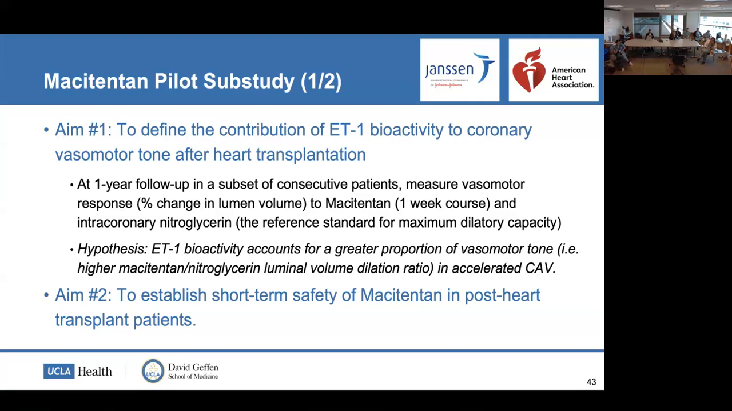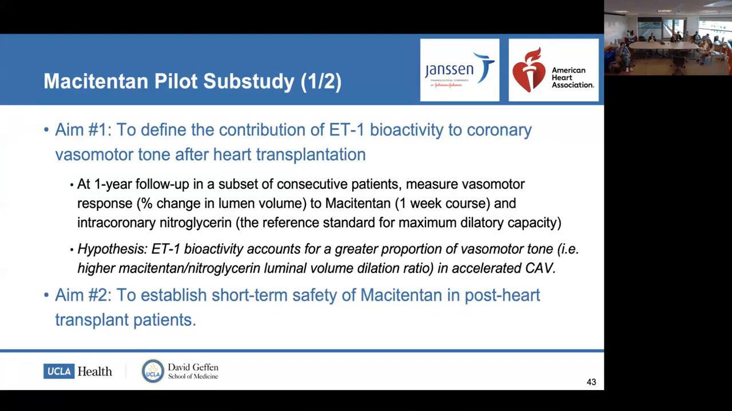And at 1 year, we measured their vasomotor response. We did the same thing they did in the cath lab. We measured their lumen volume at baseline, which is on macitentan, and then gave them intracoronary nitroglycerin and measured their lumen volume again. Our hypothesis was that endothelin bioactivity accounts for a greater proportion of vasomotor tone, or a higher macitentan to nitroglycerin ratio, in accelerated CAV.